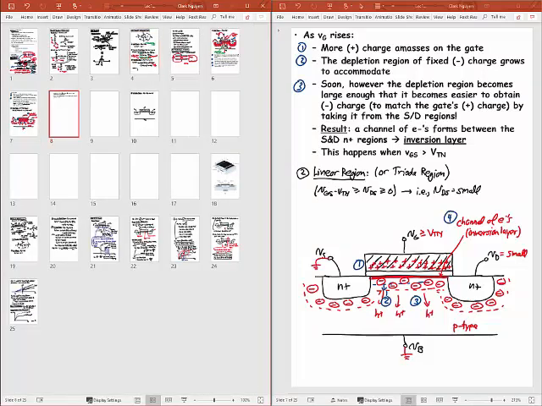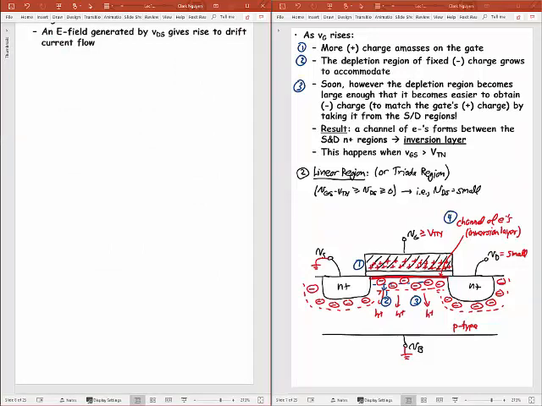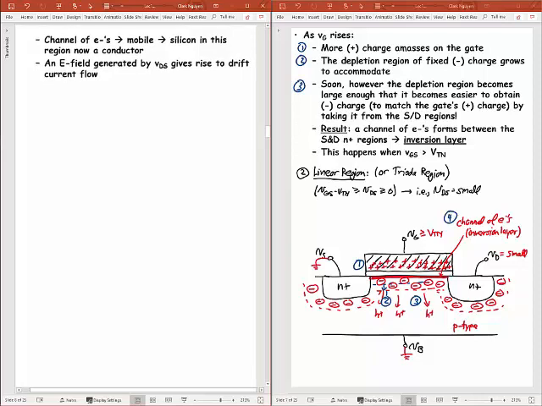Okay, so I now want to go over here and actually analyze this whole thing to derive the expression for this current that goes through that. So I'll start this analysis right now. So I've got this channel of electrons and an E field generated by VDS gives rise to drift current flow. Channel of electrons, I guess, I want to be complete. I should say that's also 5. And then IDS will flow here as 6. So I can do 5 and 6 right there.